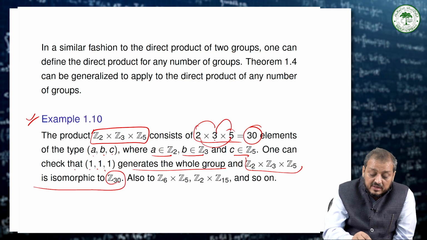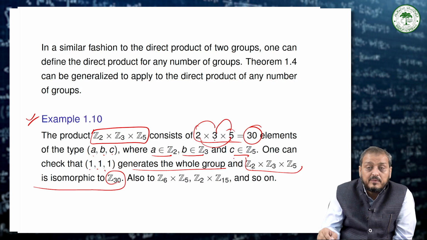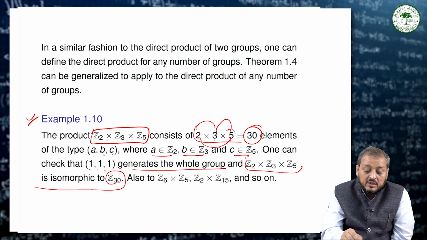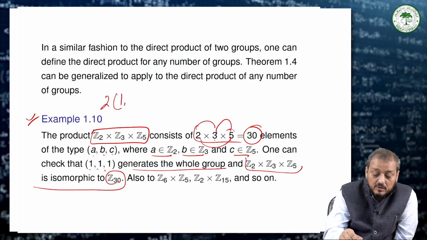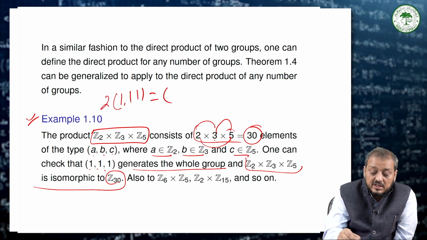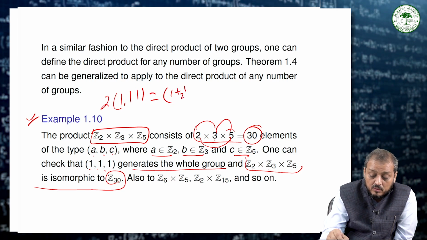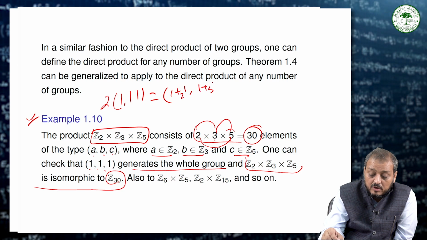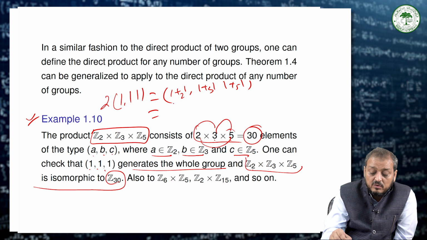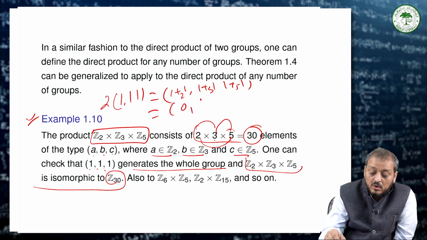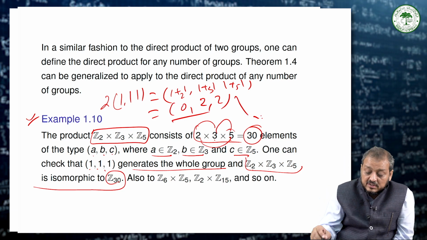And clearly, if you check, (1, 1, 1) generates all the elements of this group. For example, if you take 2 times (1, 1, 1), this can be written as 1 plus 1 under addition modulo 2, then 1 plus 1 addition modulo 3, and then 1 plus 1 addition modulo 5. In a similar fashion, you get (0, 2, 2), and similarly all other elements can be generated in this form.